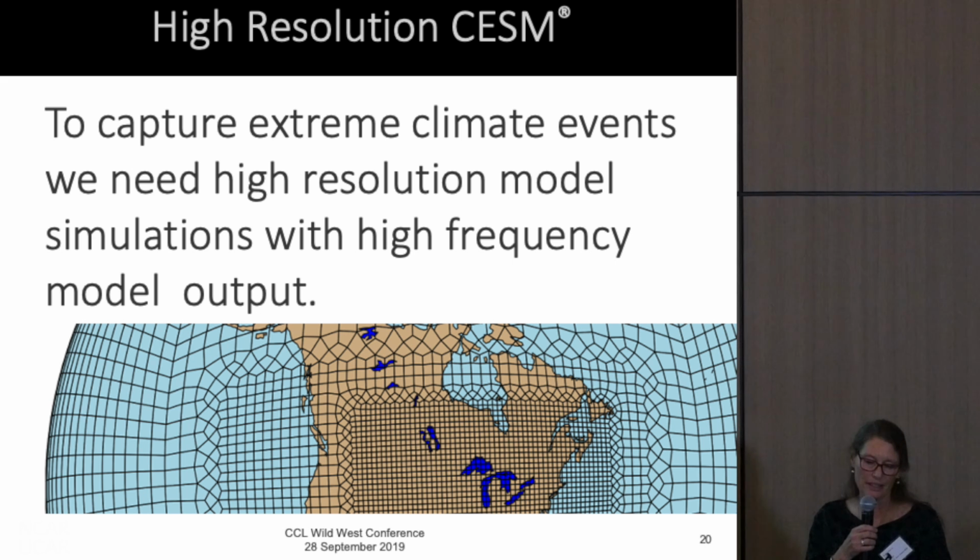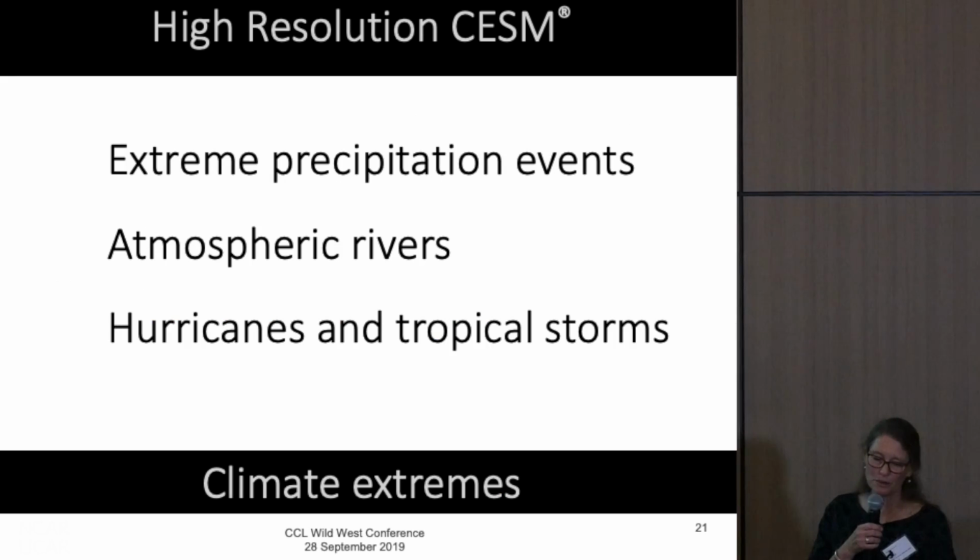I just want to touch a little bit on the high-resolution version of CESM, because this is the model that we use to look at extreme climate events. And it's a high-resolution model, meaning that our grid cells are smaller, and we output much higher frequency. So if before most of our output was on monthly or maximum daily basis, now we're putting it out at 3-hourly or 6-hourly and sometimes even hourly basis variables so that we can understand exactly what's happening. The things that we are simulating with this high-resolution CESM model are extreme precipitation events, atmospheric rivers, the Pineapple Express, the things that come in and hit California.